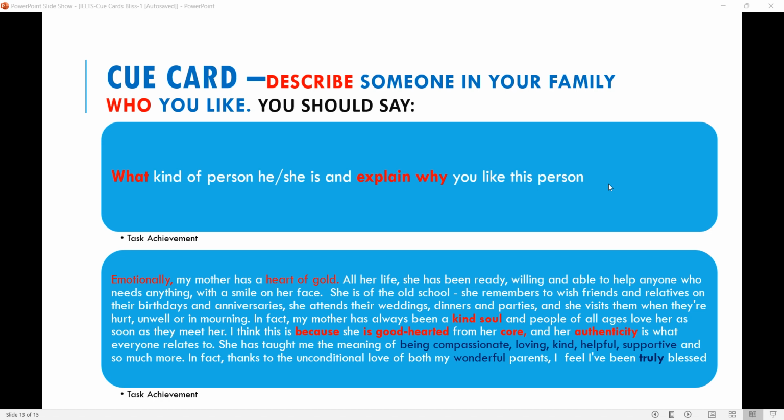So as I explained to you, for the fourth question in the cue card, your focus should be entirely on this, and you need to make sure that you say at least 4 to 5 sentences. You're starting the first tip with emotionally. Second tip, you're using the idiom heart of gold. Third tip, you're using a lot of reasons and giving examples why you really love and like your mother, like kind soul, good hearted, authenticity. Then you're also talking about the qualities like being compassionate, loving, kind, wonderful, supportive, truly blessed. Correct?